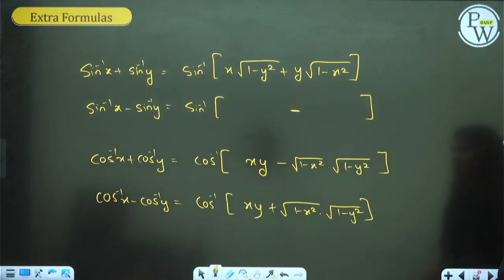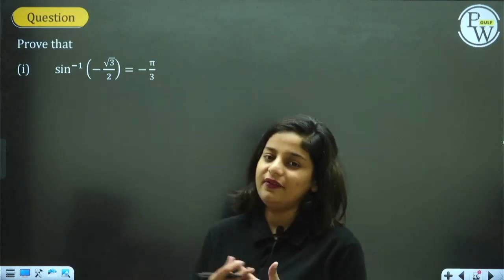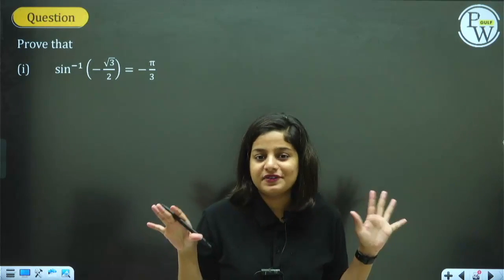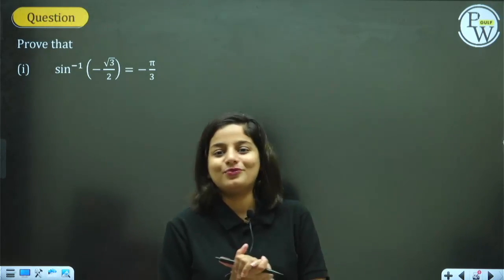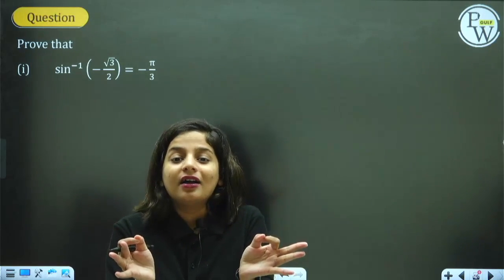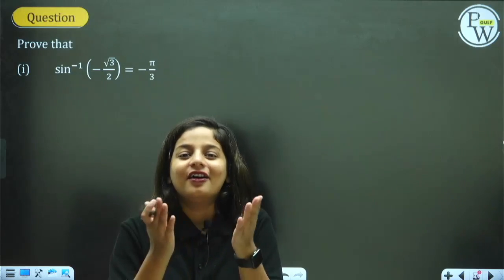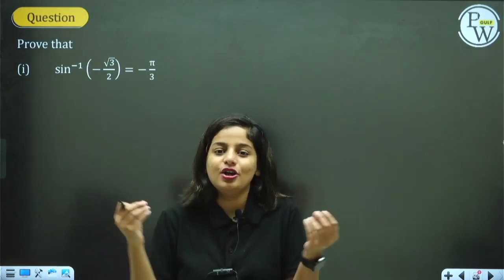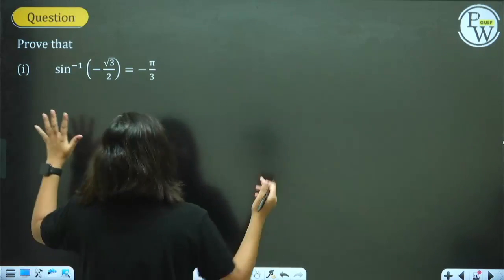Well, I will be using another method to solve the question. There are various approaches to solve the question. Let's say here is a very simple question. Prove that sin inverse of minus root 3 by 2 is minus pi by 3. Using the property, minus sign comes out and you get the answer. So using properties, it's very easy, isn't it?